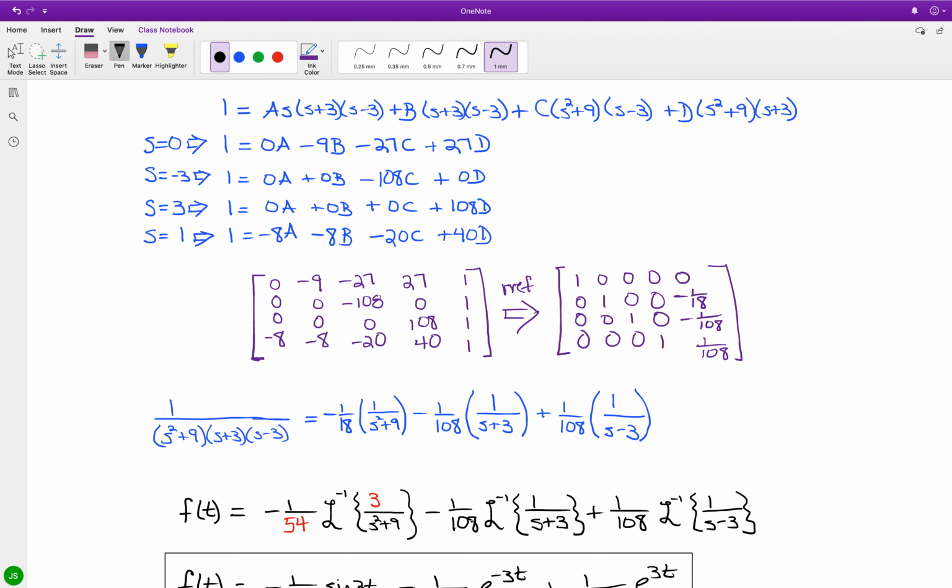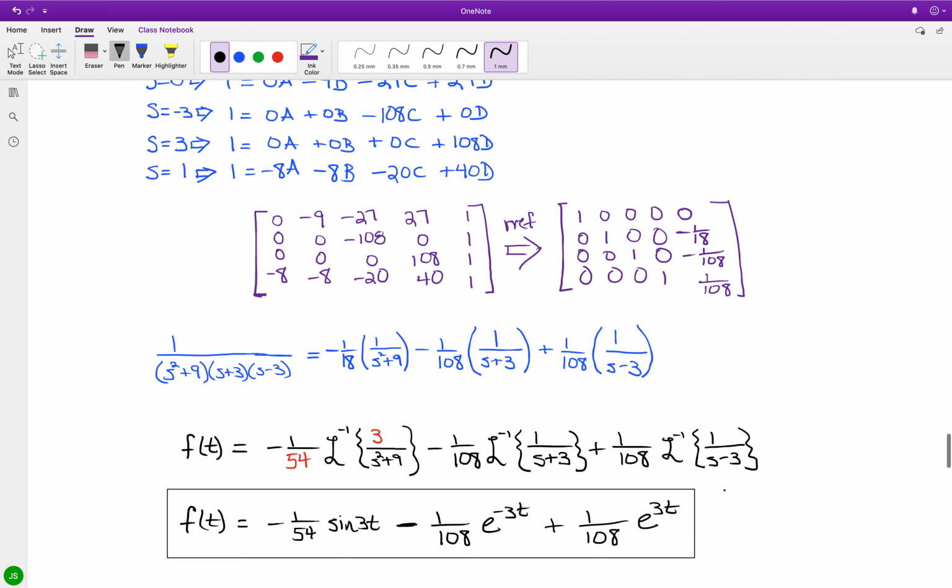And I have minus 1 over 108 times the inverse Laplace transform of 1 over s plus 3. For 1 over s plus 3, the inverse Laplace transform is going to be e to the negative 3t. And we have plus 1 over 108 times the inverse Laplace transform of the reciprocal of s minus 3, which is going to have an inverse Laplace transform of e to the 3t. And so in the final result for f of t, we come out to negative 1/54 of the sine of 3t minus 1 over 108 times e to the negative 3t, plus 1 over 108 times e to the 3t.